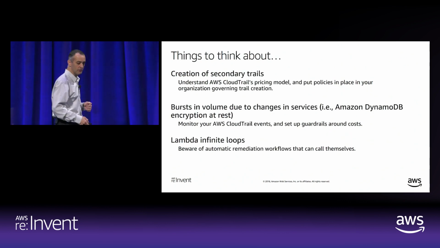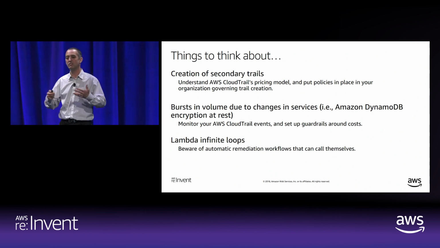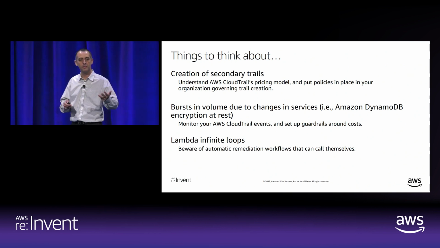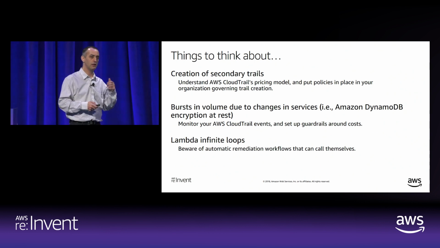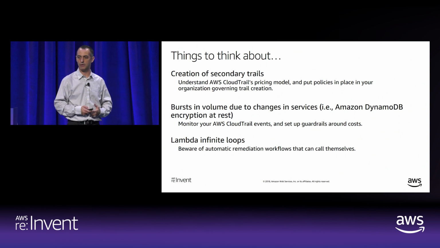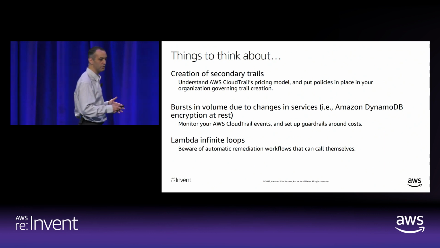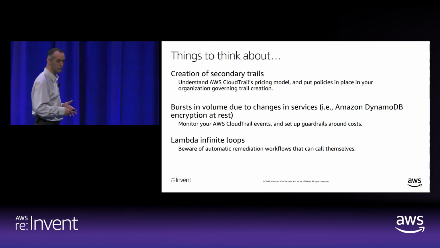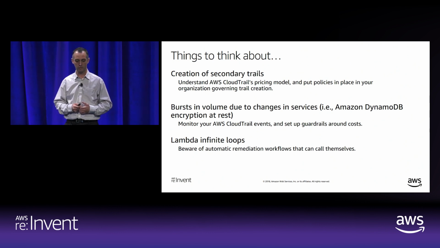Now, we just have a few minutes left, so let's go ahead and start to wind down. I personally have collected some suggestions based on the conversations I've had with customers, and I want to share 3 things with you. First, as we talked about, be aware of when people are creating secondary trails in your account. If you ever have more than 1 trail, just be aware of the pricing model. Make sure everyone that's involved with it understands the cost implications. There are many good reasons to do this. Just make sure that you're doing it on purpose.